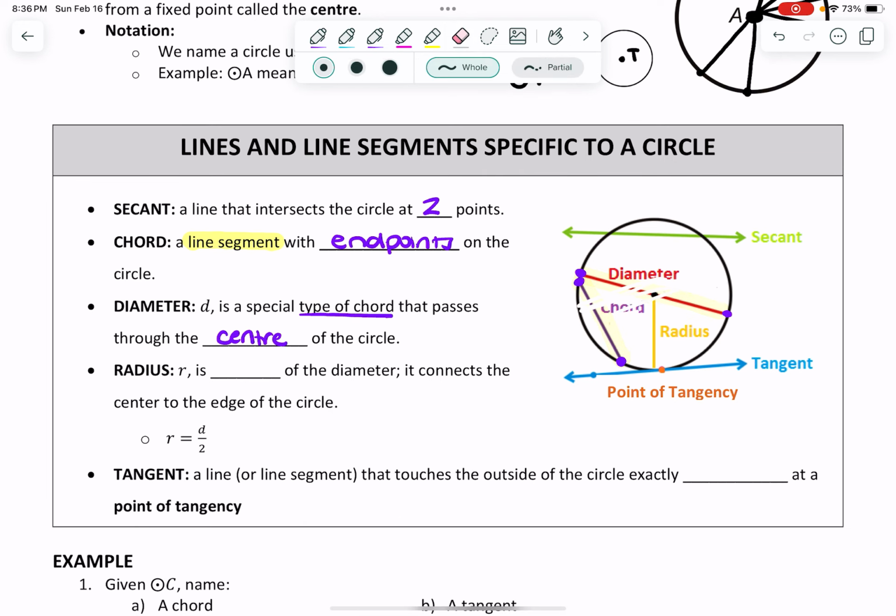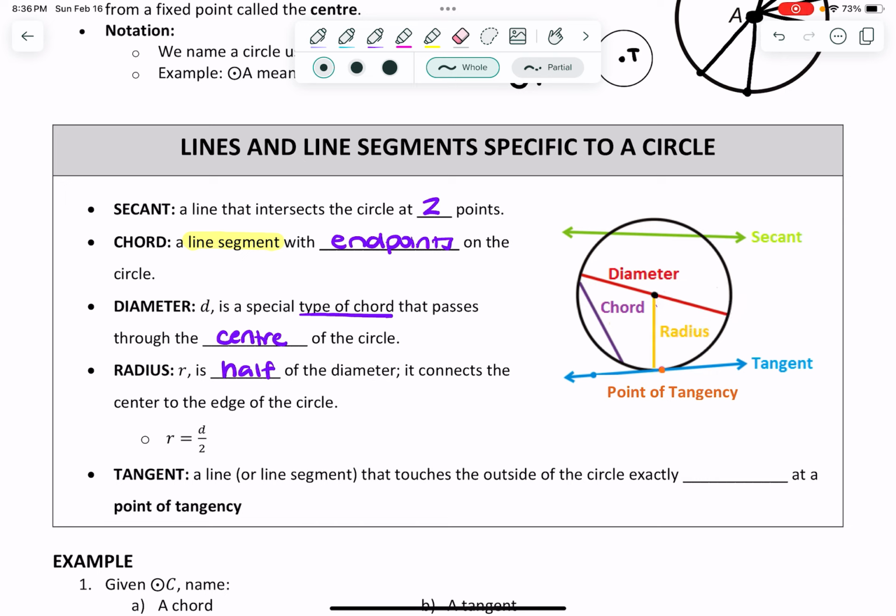All right, next we have radius. And we all kind of know what the radius is. But the radius is half of the diameter. It connects the center of the circle to the edge of the circle, and that can be in any direction. So that purple line I've just drawn is the radius. This pink line segment I've drawn is the radius. This light purple line segment I've drawn is also the radius.